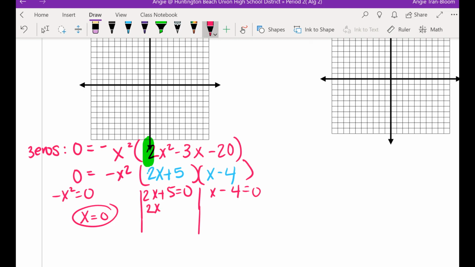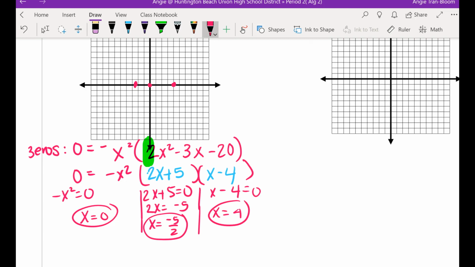Then the next one, 2x equals negative 5. X is at negative 5 over 2. That's the second zero. Then the last zero is when x is at where? 4. Let's plot those, okay? 0 is one of them. Negative 5 divided by 2 is exactly where? 2.5. 2.5 on the negative side, y'all. Okay. And the positive 4.